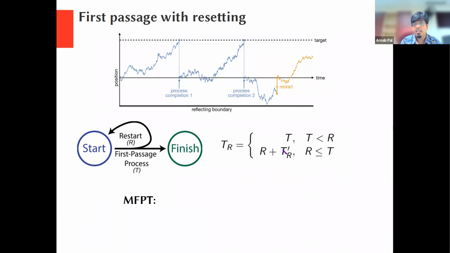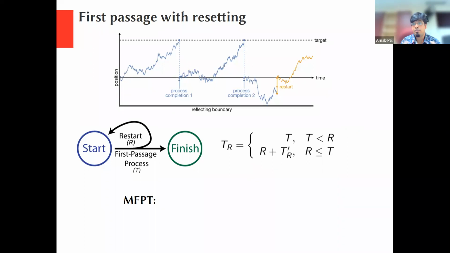So this is exactly T, but then it's an IID copy, right? It's not exactly the same random variable, but it's an IID copy. It comes from the same distribution, but this is conditioned on the fact that multiple resets have happened before the first passage. So this is the central equation. You will see the appearance of this equation many times in my talk in different contexts. And this is something which we call the renewal equation in time.